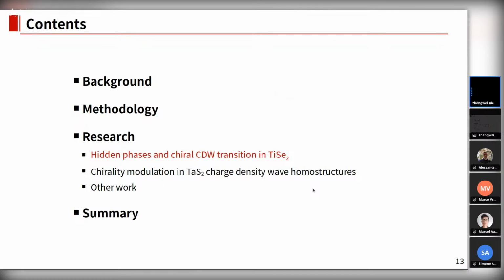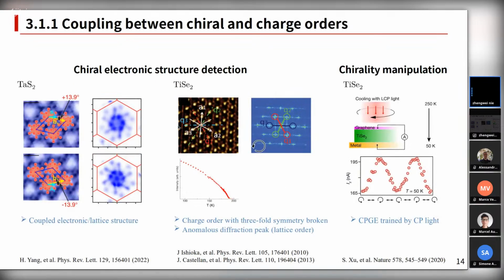That is my research. My first work is to study the chiral charge density waves in TiSe2. Previously, there were some experimental detections to study the coupling between the chiral order and the charge order. For example, in TaS2, the authors found that it has a chiral charge density wave superlattice, and it is coupled to a chiral electronic structure. You can see that it is a Star of David shape.